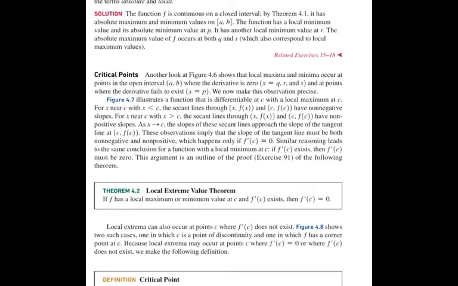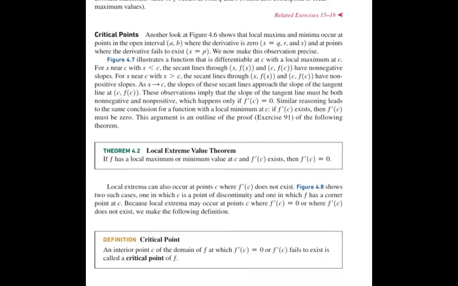So if the function has a local maximum at c, and the derivative exists, then f prime of c is going to be equal to 0. So the slope of the tangent line at that local max or min, if the derivative exists, is going to be 0. Local extrema can also occur at a point c where f prime of c does not exist. Figure 4.8 shows two such cases, one in which c is a point of discontinuity and one in which f has a corner point. Because local extrema may occur at points where f prime is 0 or where f prime does not exist, we make the following definition.